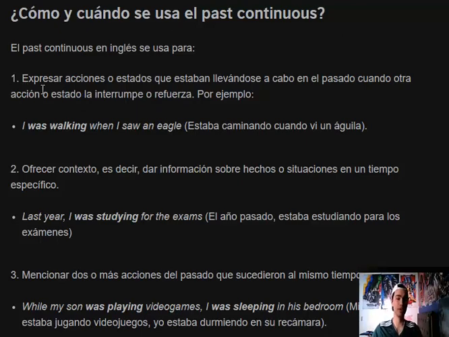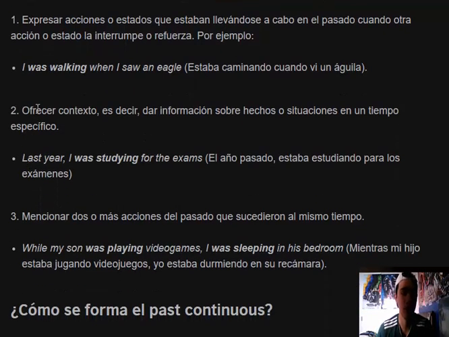First, we can use it to express actions or states that were taking place in the past when another action or state interrupts or reinforces them. Like, I was walking when I saw an eagle. Next, we use it to offer context, that is, give information about events or situations at a specific time. Like, last year I was studying for the exams.